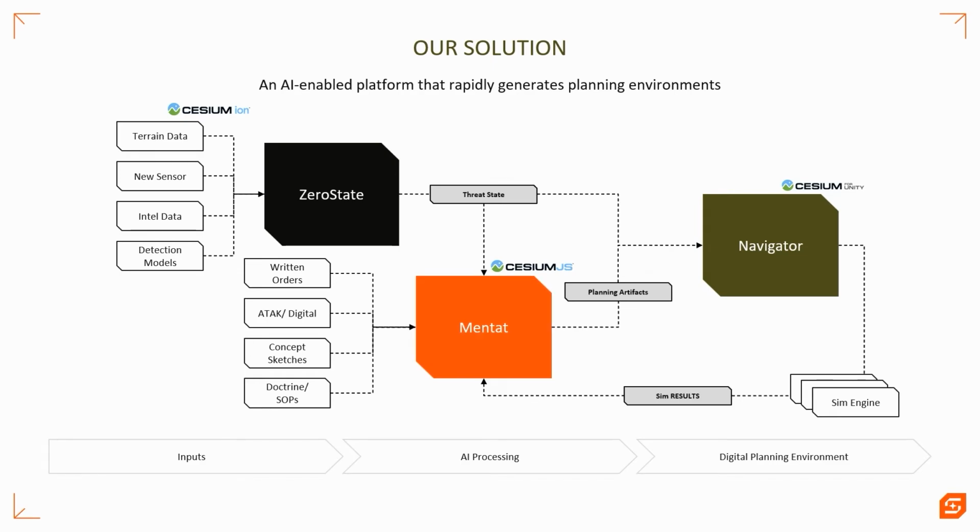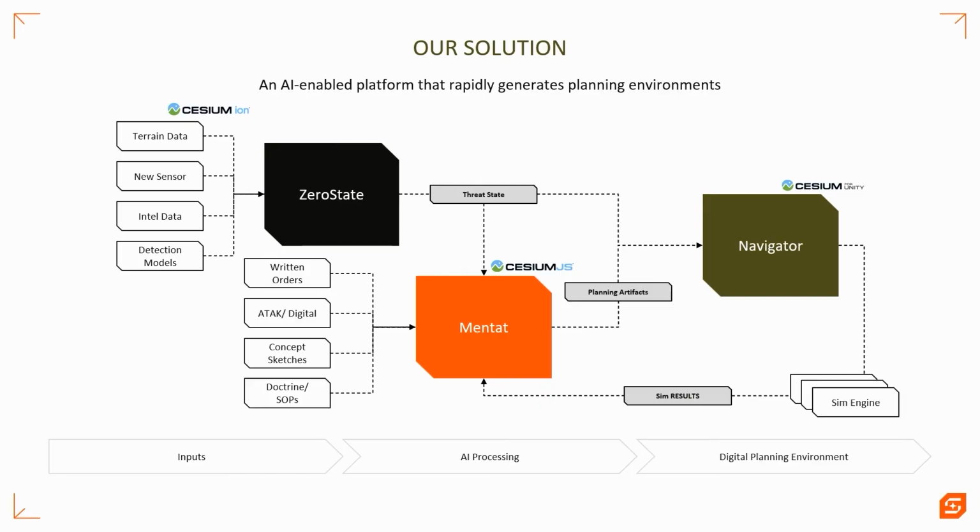So at Sandtable, we are using Cesium, and we're a very recent start-up. We're able to use Cesium to get after this by building three different prototype technologies. The first of which we call Zero State, and we're using Cesium ion to bring in terrain tiles and perform initial terrain analysis for us. What Zero State does is provide AI capabilities to help soldiers perform what's called IPOE, or intelligence preparation of the operational environment. The second one is called Mentat, and what this does is provide AI capabilities to allow soldiers to develop plans.